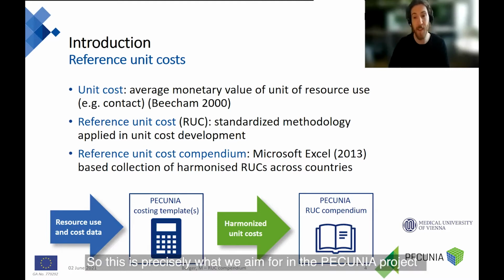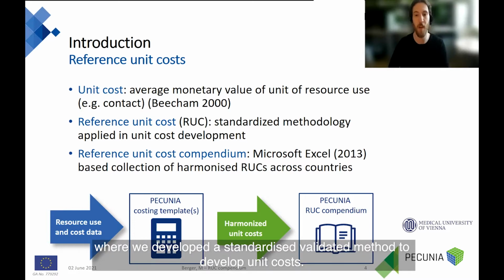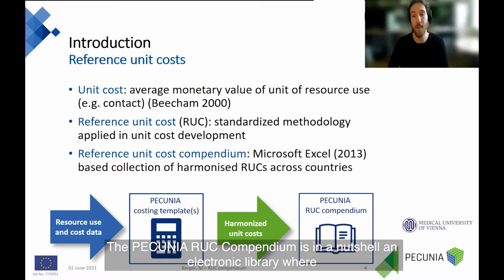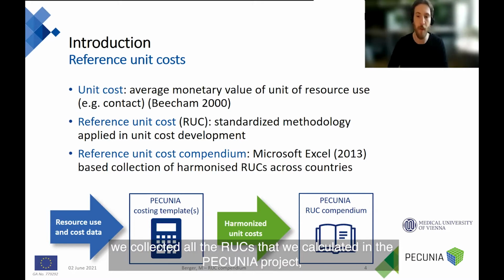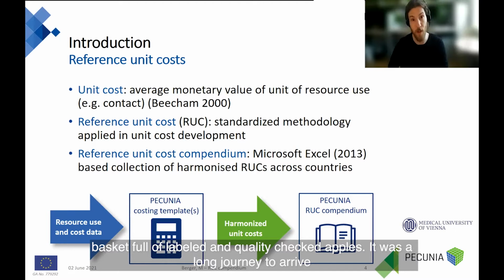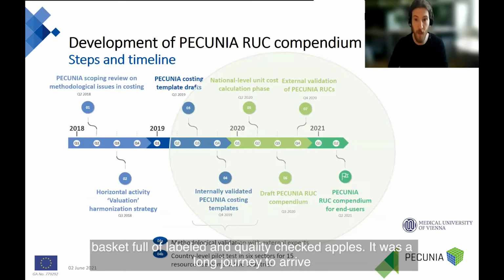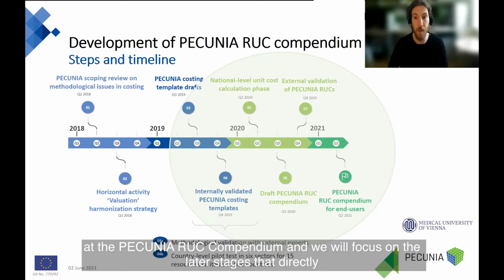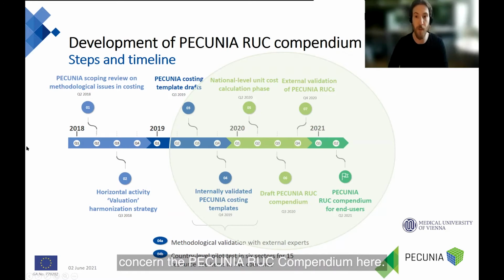So this is precisely what we aim for in the PECUNIA project, where we develop a standardized and validated method to develop unit costs. The PECUNIA RUC Compendium is, in a nutshell, an electronic library where we collected all the RUCs that we calculated in the PECUNIA project. A basket full of labeled and quality-checked apples. It was a long journey to arrive at the PECUNIA RUC Compendium, and I will focus on the later stages that directly concern the PECUNIA RUC Compendium here.